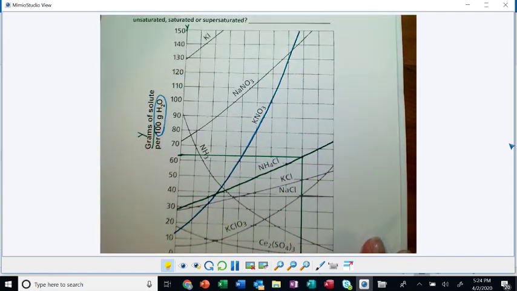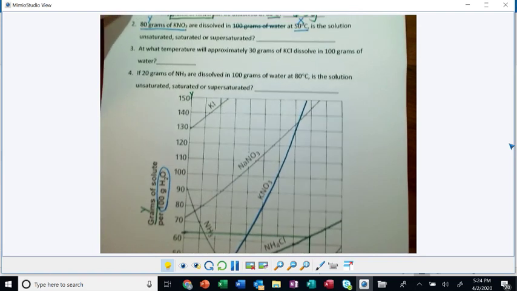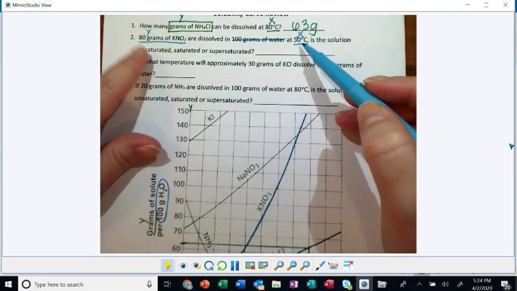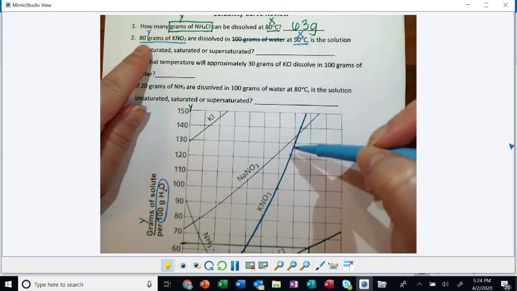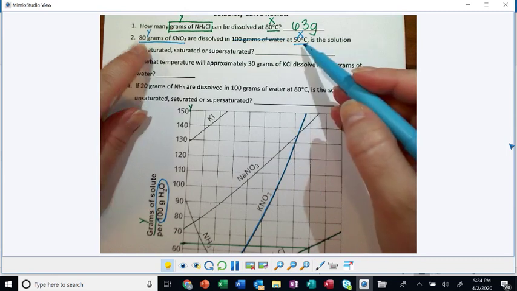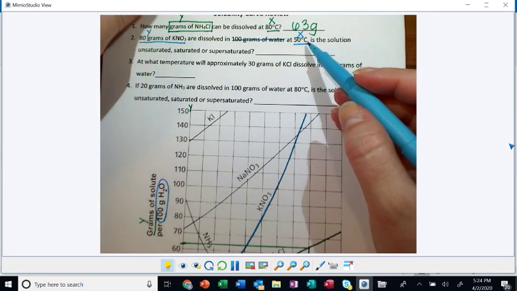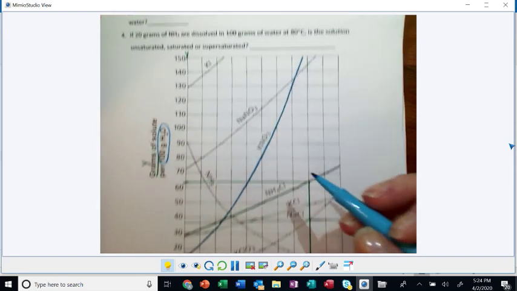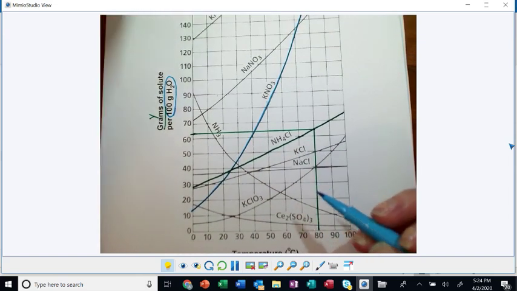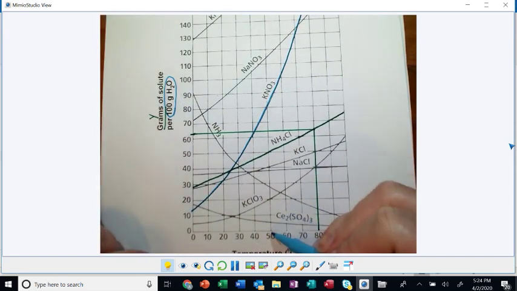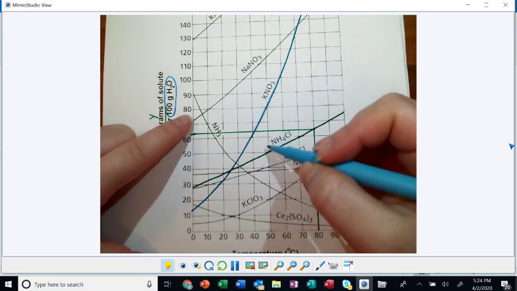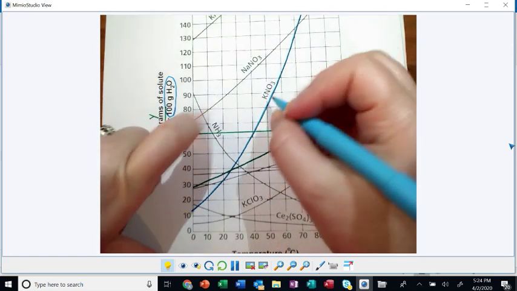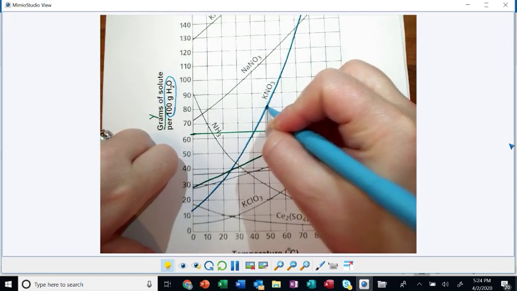Okay. Now, if they give you both an X and a Y coordinate, and I have a graph, what you're going to need to do is plot that point. So I'm going to plot the point on the graph. It says 50 degrees Celsius, so here's 50, and I have 80 grams, so I go up till 80 grams, which is right here, and I plot that point, right?